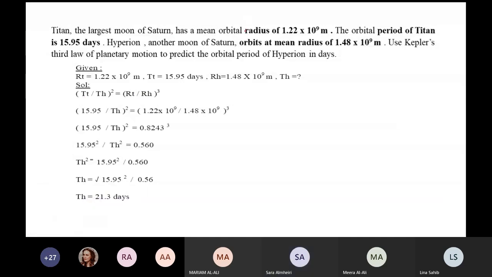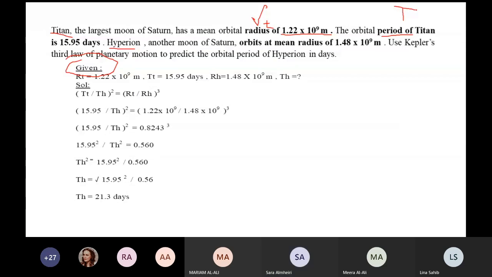Okay, what information do you have? You had to put it here in the given. Convert the information to letters. R, but which letter for R? Titan, take the first letter, T. Correct? Hyperion. And the period. What is the letter for the period? T, time. But can letters change depending on the question? Yes, depending on the question.